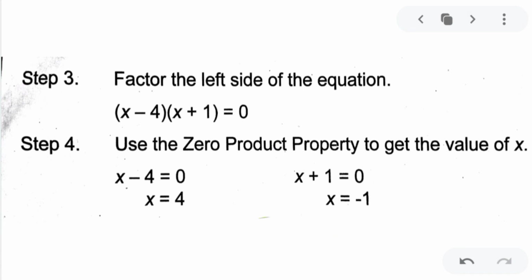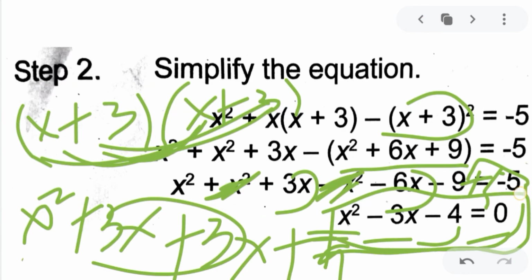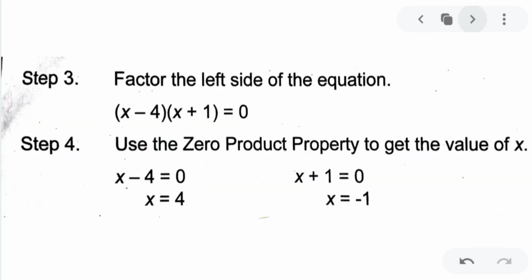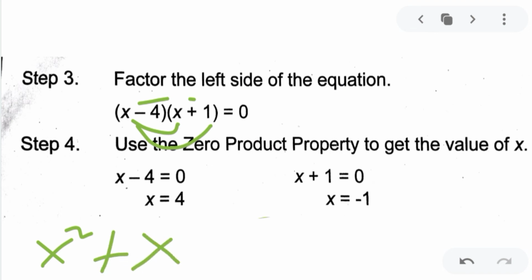Now for step 3, we have to factor the left side of the equation. We have x squared minus 3x minus 4 equals 0. This is not a perfect square trinomial, so what we need to do is trial and error. We have here x minus 4 and x plus 1. So let us see if this is correct. x squared, then x times 1, that is plus x. Then negative 4 times x, that is negative 4x. Then negative 4 times 1, that is negative 4.